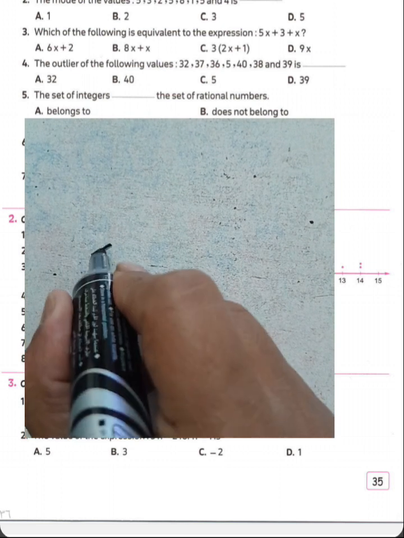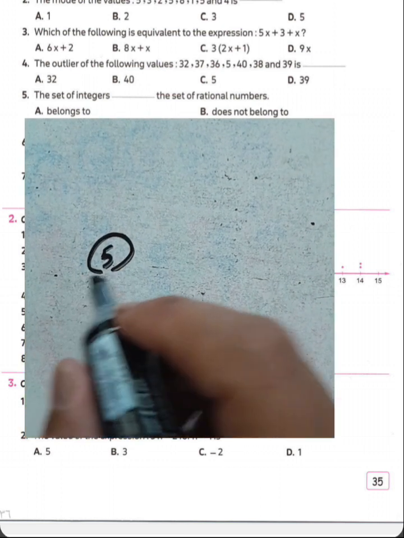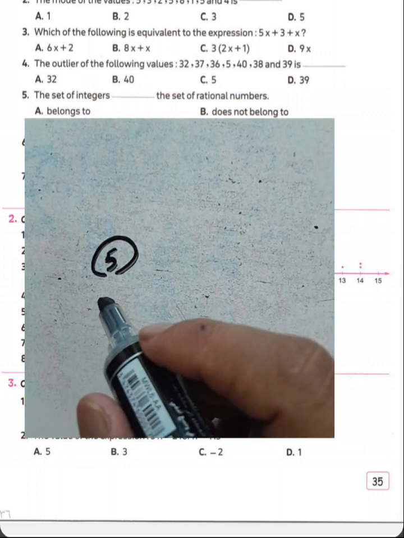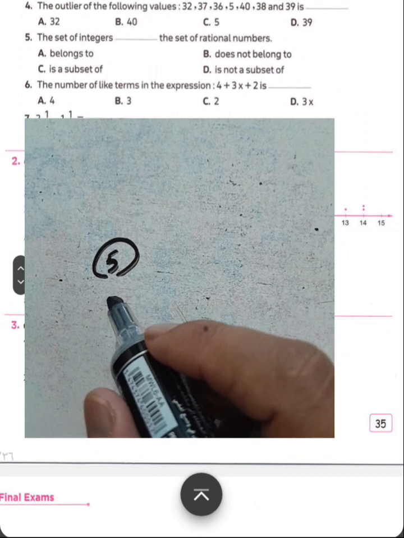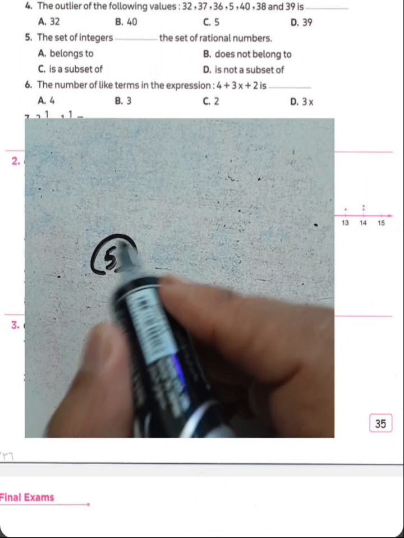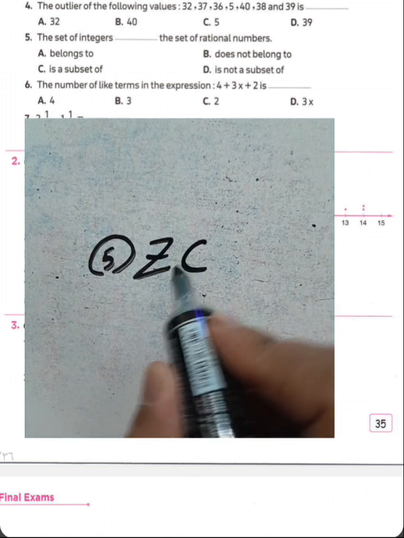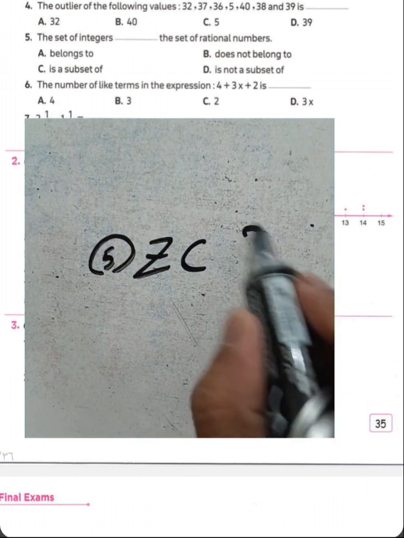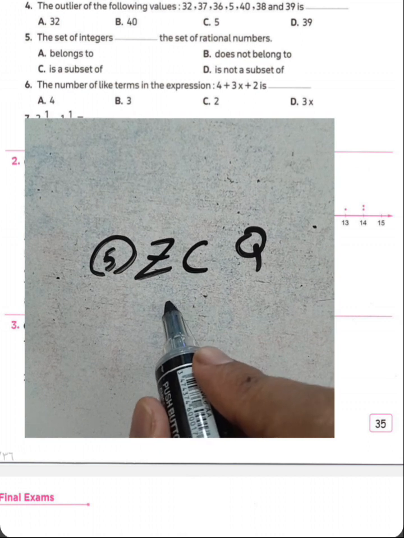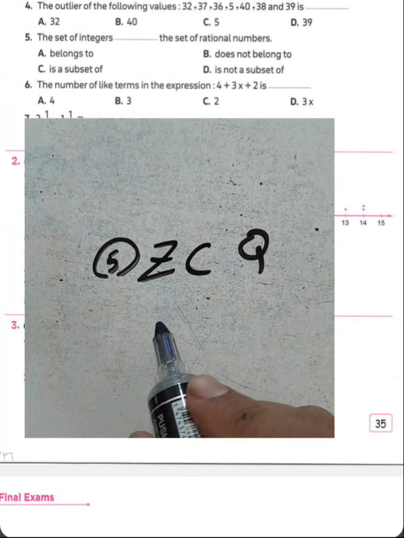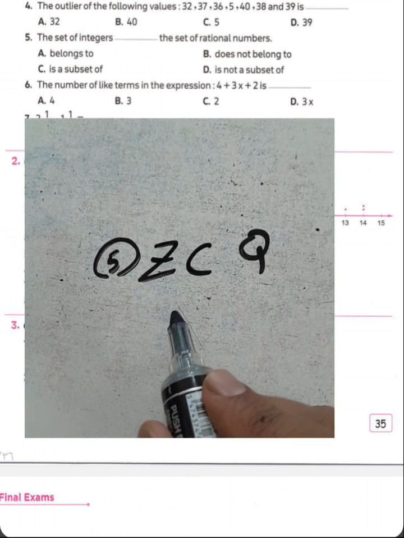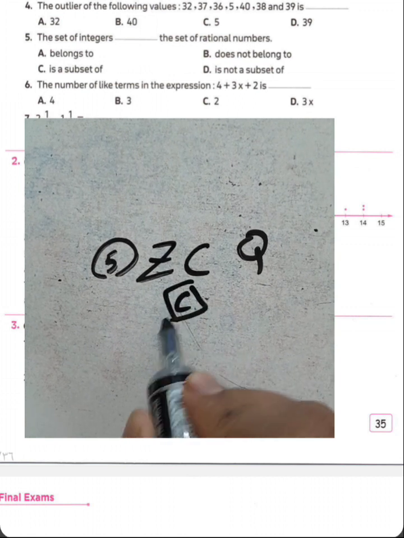Question 5. The set of integers blank the set of rational numbers. The set of integers Z is a subset of the set of rational numbers Q. Z will be a subset of the rational numbers. Choose letter C.